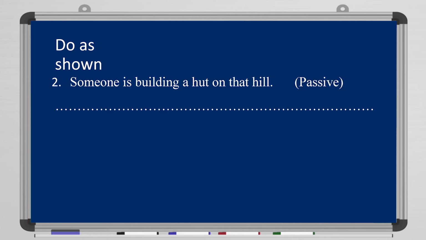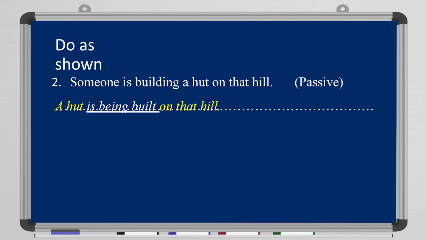Let's look at question number 2. Someone is building a hut on that hill. Someone, subject, is building, the verb, a hut, object. What do I start with? A hut. And then I put the correct form of verb to be, and then the verb in the past participle. So what is the answer? A hut is being built on that hill.